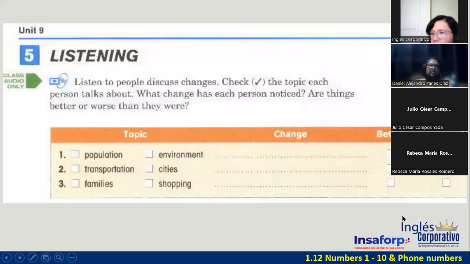After this example we have here, listen to people discuss changes, right? Check the topic each person talks about. What changes has each person noticed? Are things better or worse than they were? So here we have different topics: population, transportation, families, environment, cities, shopping, and you have some options for you to say better or worse.